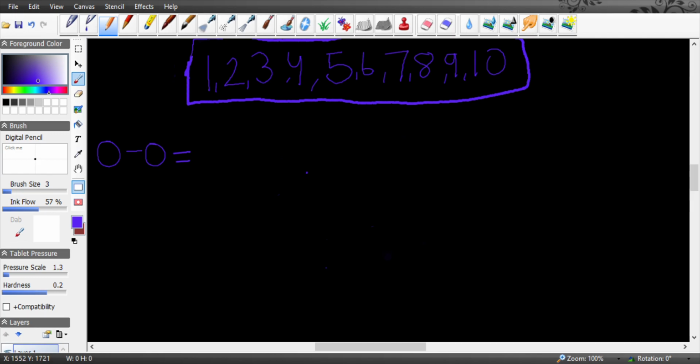So it's gonna be 0 soccer balls. Like you have no soccer balls and then you take no soccer balls. No one takes your soccer balls because you have none. And so you're gonna get 0. Okay, now let's do 1 minus 0.